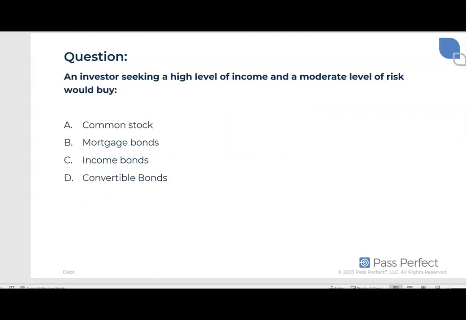Okay. An investor seeking a high level of income and a moderate level of risk would buy A, common stock, B, mortgage bonds, C, income bonds, D, convertible bonds.